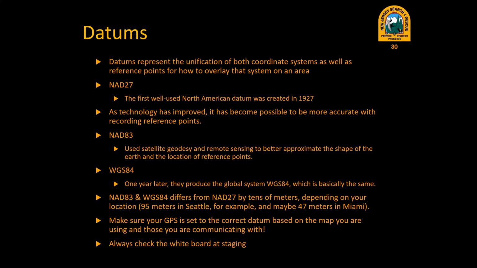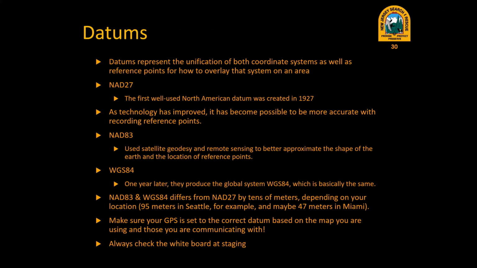It was good for the time, but technology has improved significantly since then that allow us to be a lot more accurate. And NAD 27, while it might exist on very old maps, is not used currently on modern maps. Instead, you'll probably see either NAD 83 or WGS 84. Both of these are very similar.